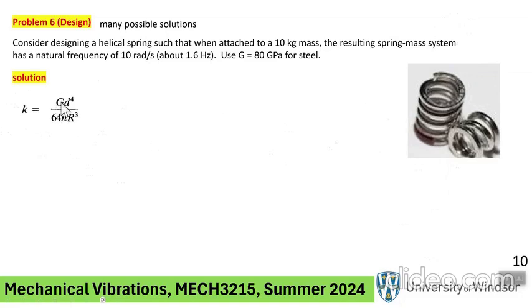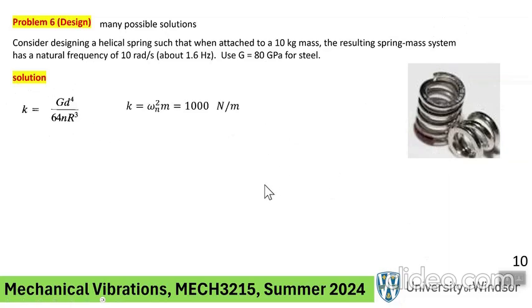Now, what are these things? G is the shear modulus of the steel, which is right there. D is the diameter of this wire, which is wound together to give this helical spring. And R is the nominal radius of the helical spring. In other words, this is R. See the mouse? This is our mouse cursor. This is R, and N is the number of windings.